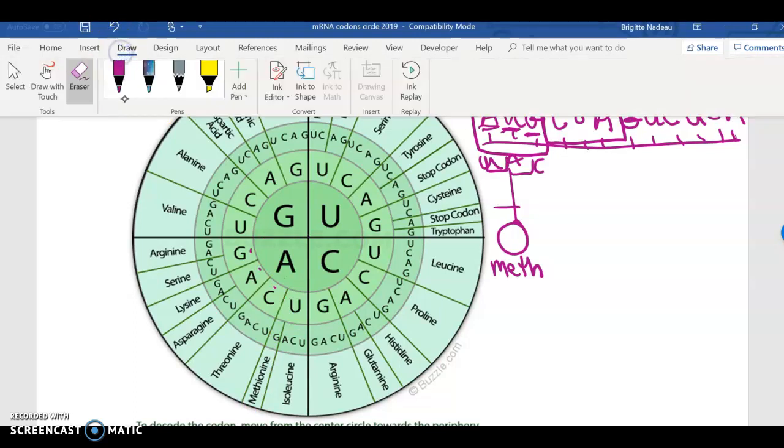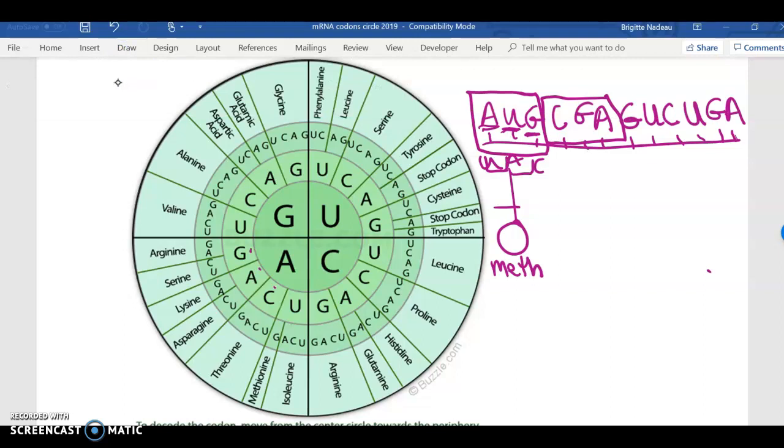Now let's go with number 2. Our second mRNA codon is CGA. Start in the middle. First level is C. Then we go to our second level, G. Then our third one is A. And our amino acid is arginine. So our second one would be arginine.